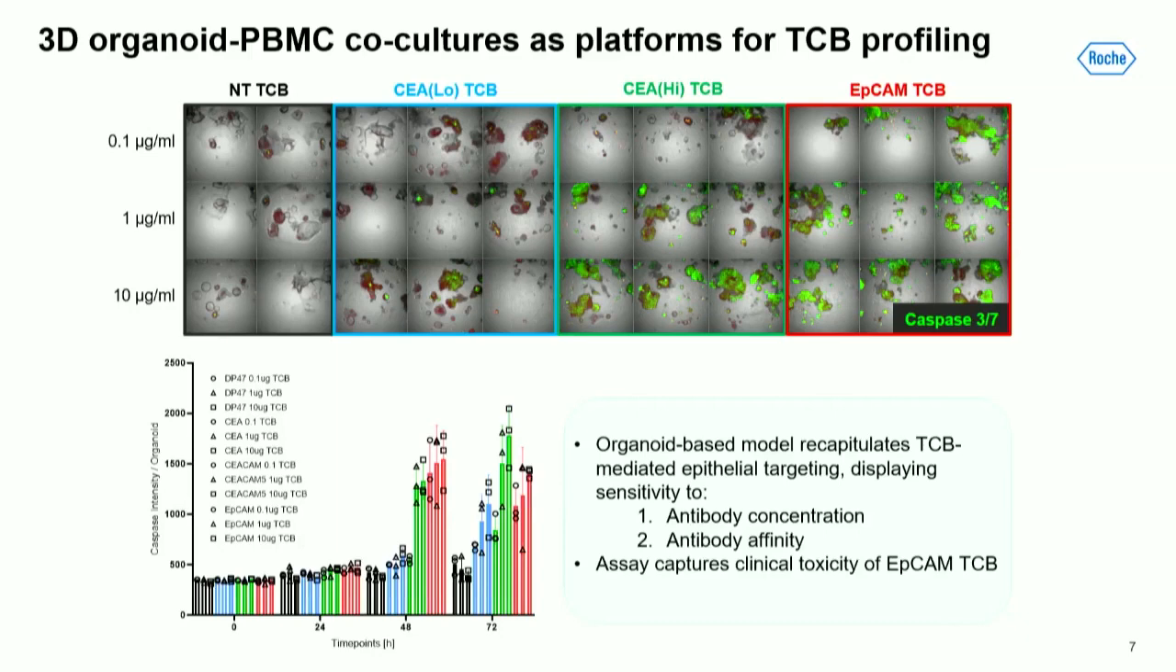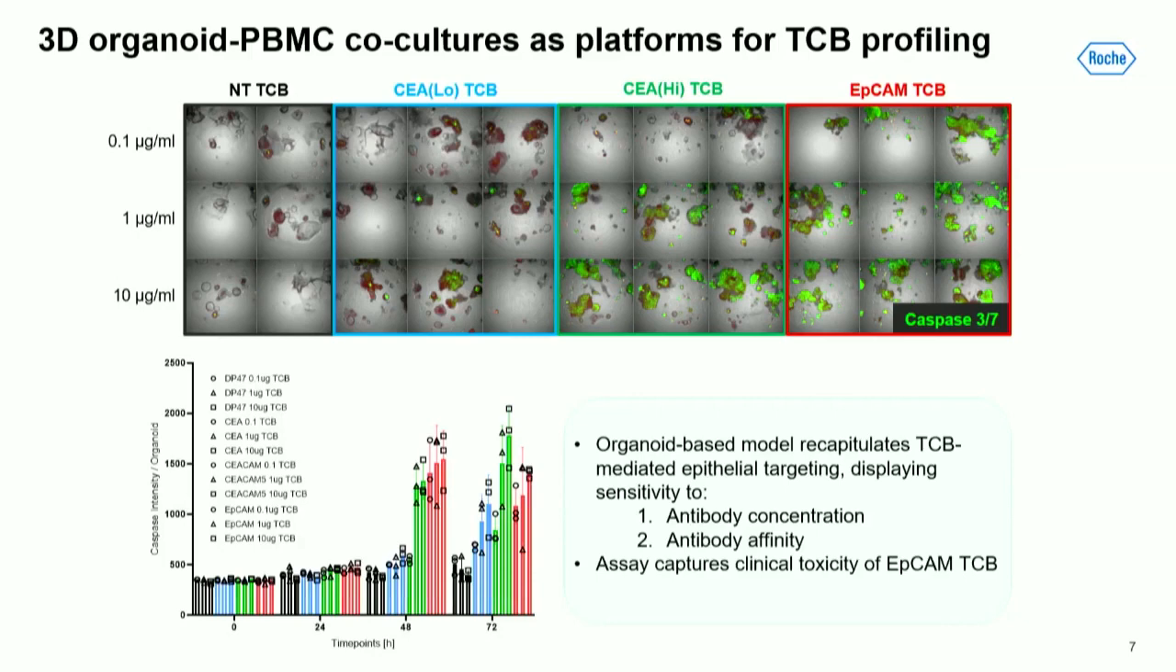If you just look at one color, you see that we have a nice dose response. Also, the differences in the effects make sense when you take into consideration the different molecules. We have the strongest response with the EpCAM TCB. As you can see, the red peaks at 48 hours. Apoptosis peaks at 48 hours, then it goes down because the organoids are basically destroyed. Then between the two CEA TCBs, we definitely see a higher response with the higher affinity molecule, which also makes sense.